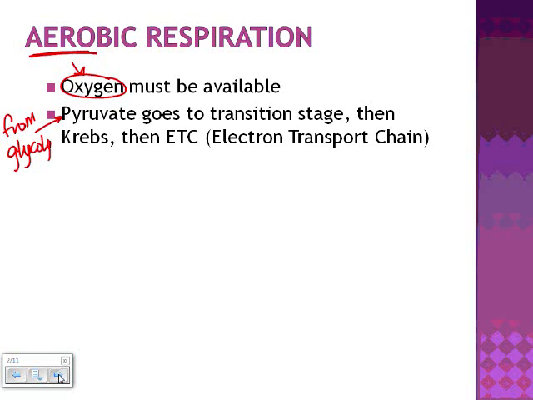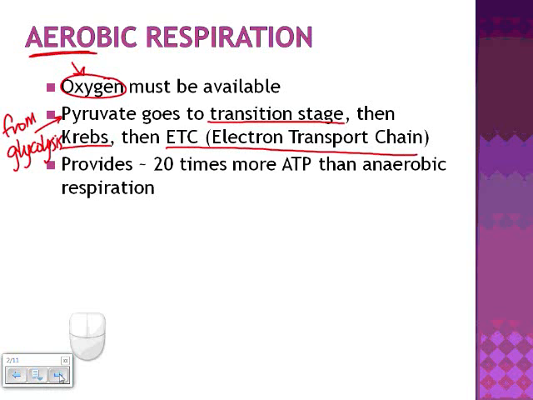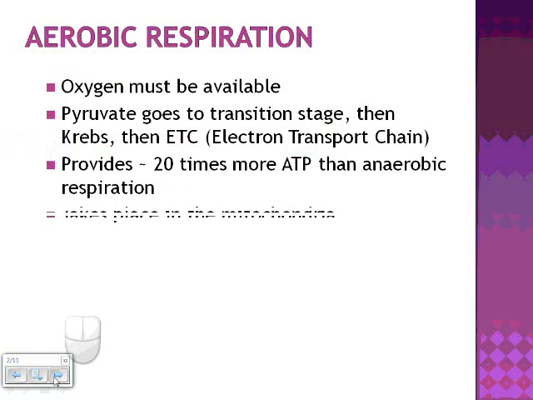That's what we ended with in our first step of cellular respiration. We ended with pyruvate. It's going to enter into a transition stage, move on to the Krebs cycle, and then to the electron transport chain in the aerobic pathway. So there are going to be 3 extra steps in the aerobic pathway. This is going to provide almost 20 times more ATP. Actually, what it's going to equal is 38 ATP on the aerobic pathway.